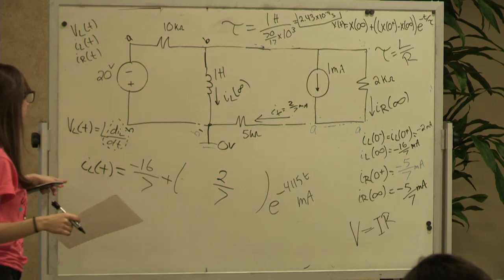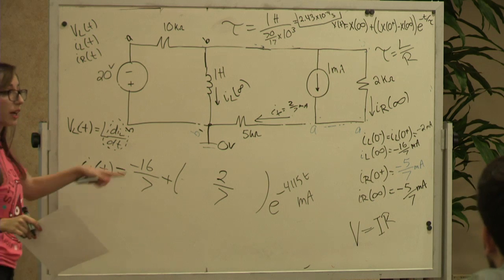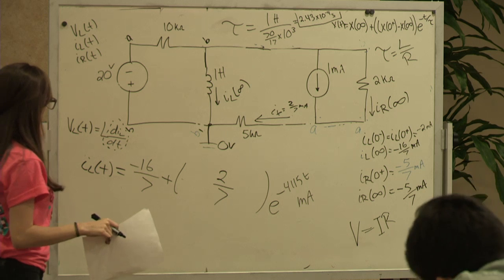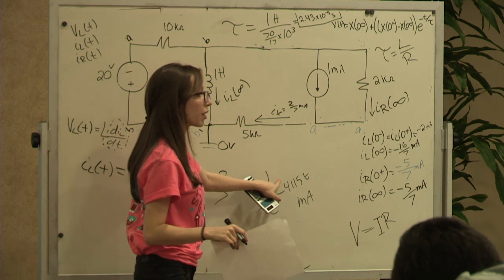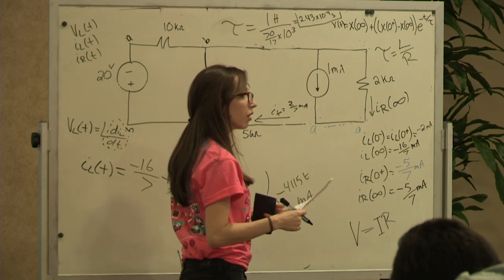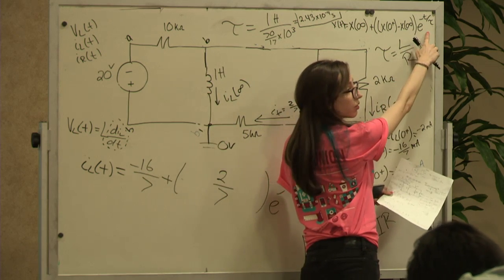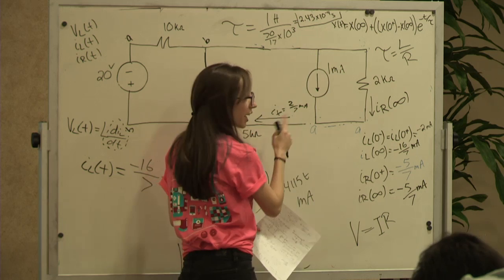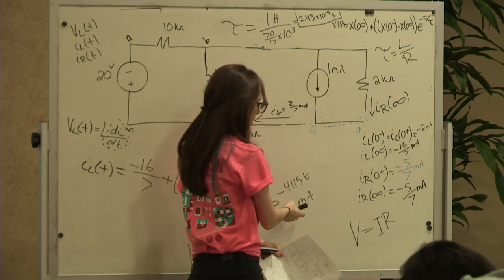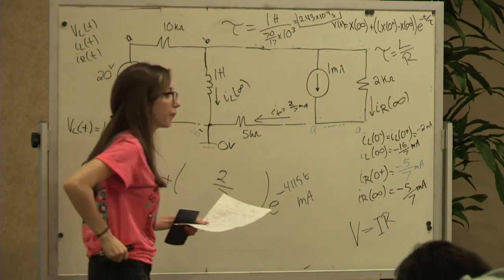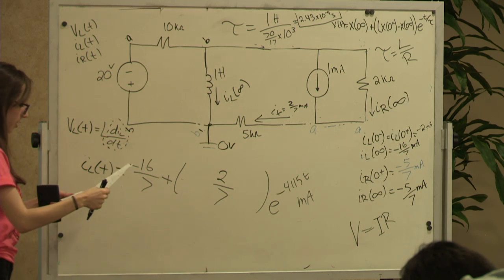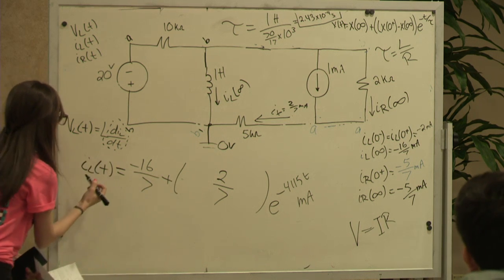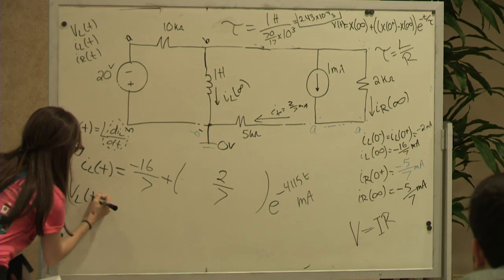So now how do I find VL of t again? Derive, yeah, question? This? Like where did I get it from? Negative t over tau. Yeah. So the tau is this, so I just did negative 1 over this, and I simplified it to 4,000. Yeah, that's where that's coming from. So now I want to derive this and multiply it by L. And that'll give me my VL of t.